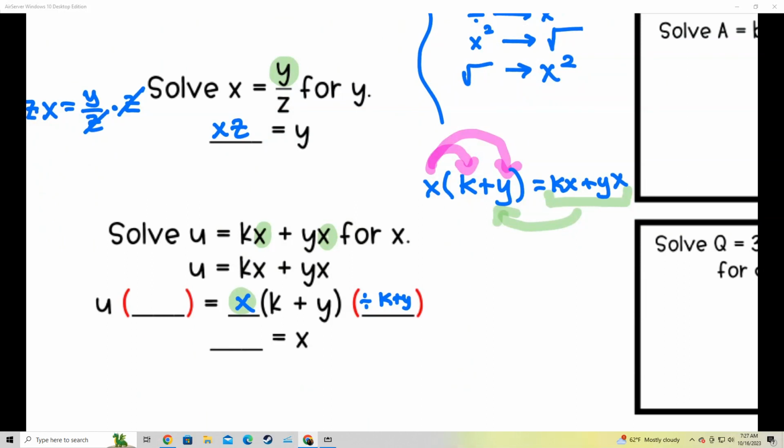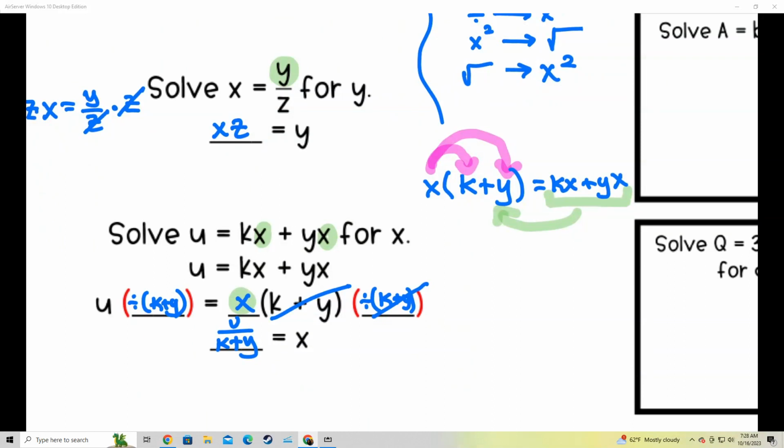And I'm going to go ahead and write this in parentheses. I don't like the way it's written here. I'm going to divide both sides by k plus y. And when I do this, the k plus y's are going to cancel. And that just leaves me with the u. Whoops, that's a y, a u divided by a k plus y.